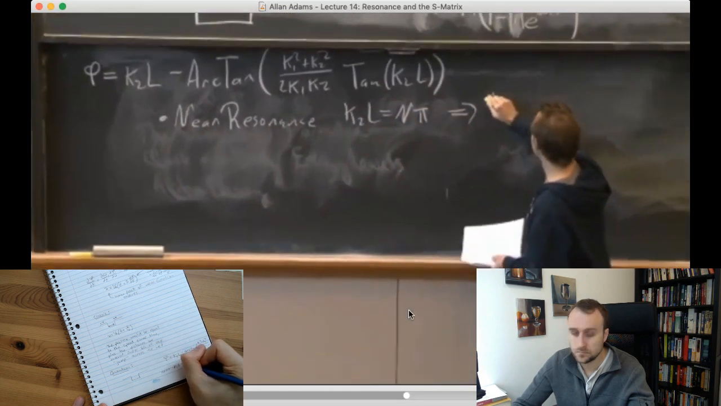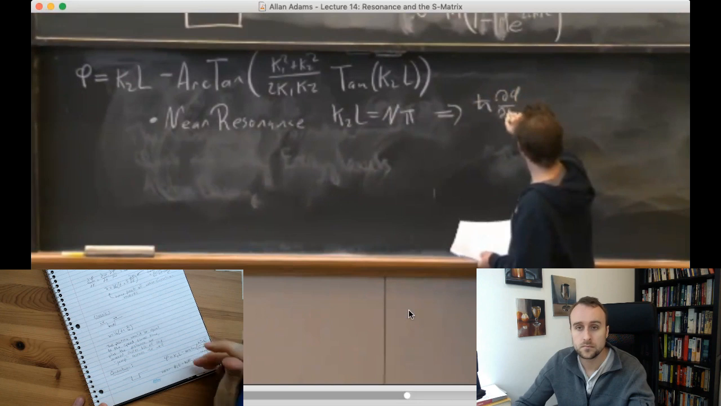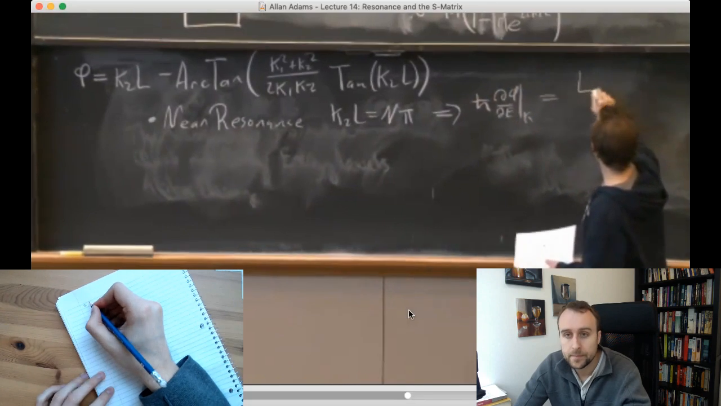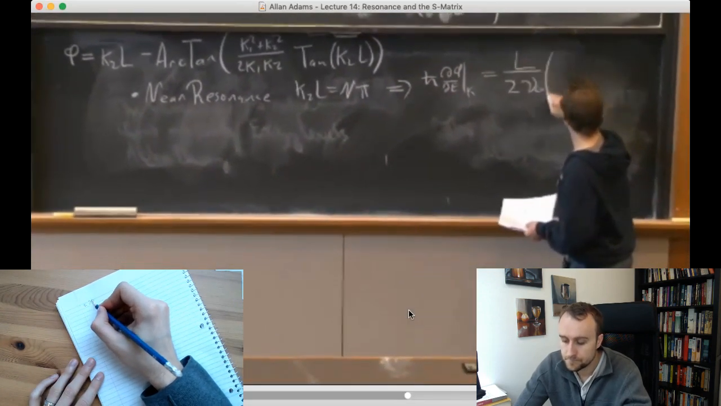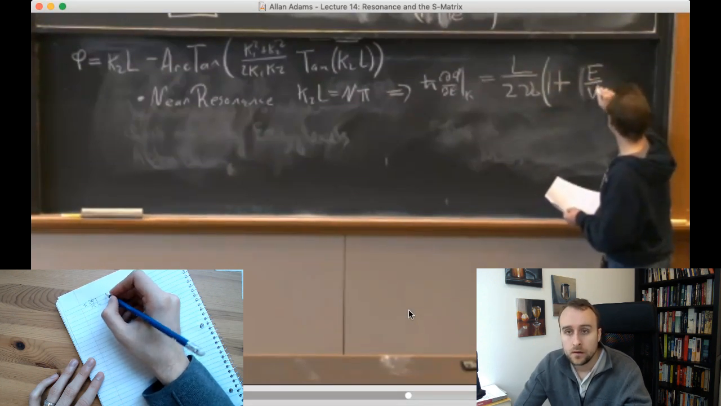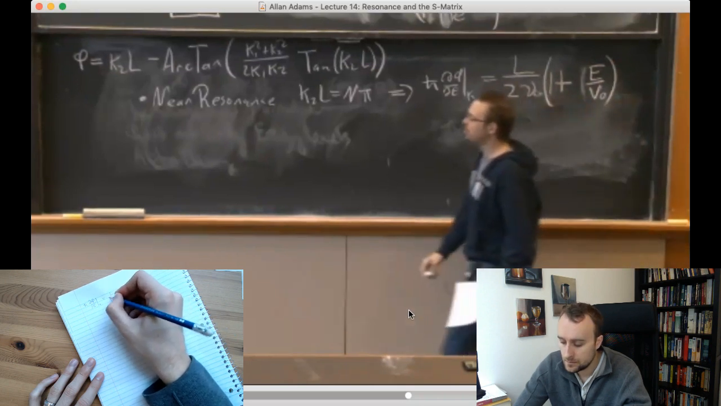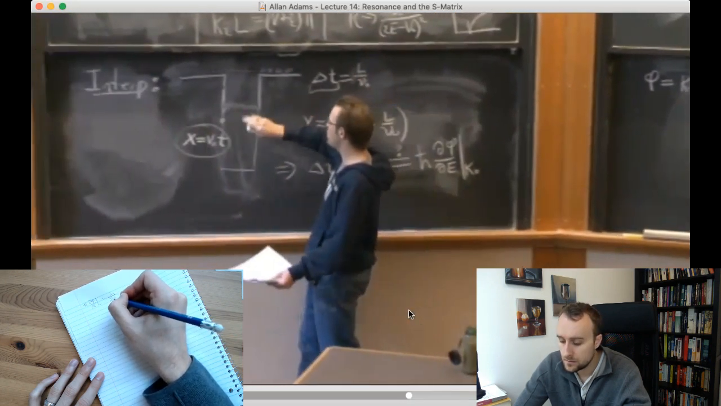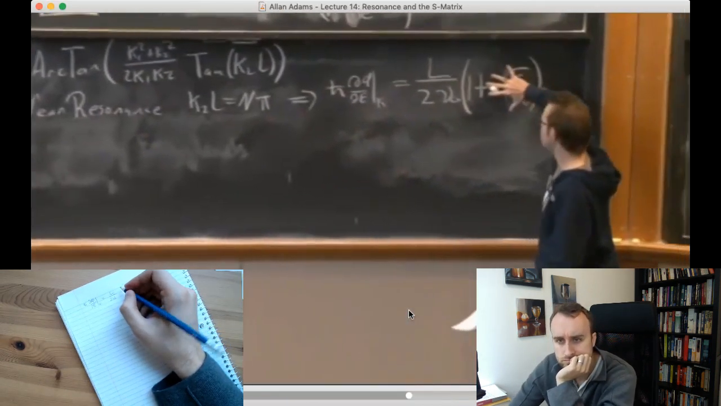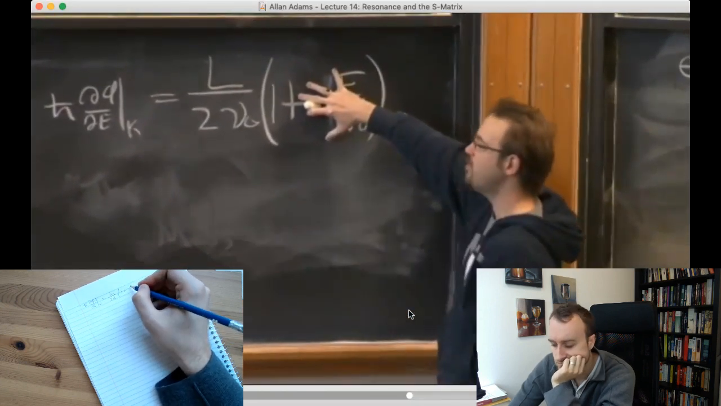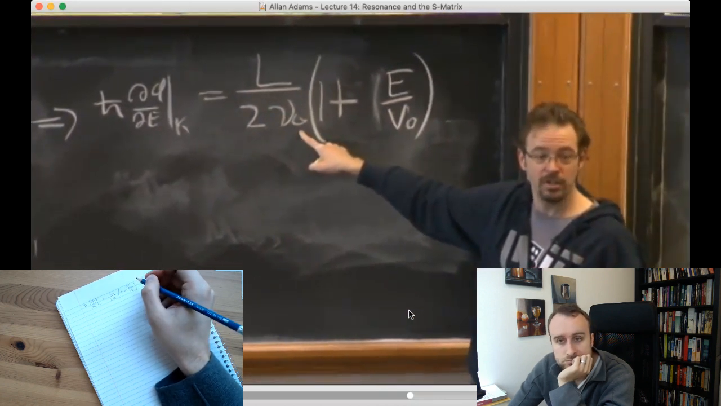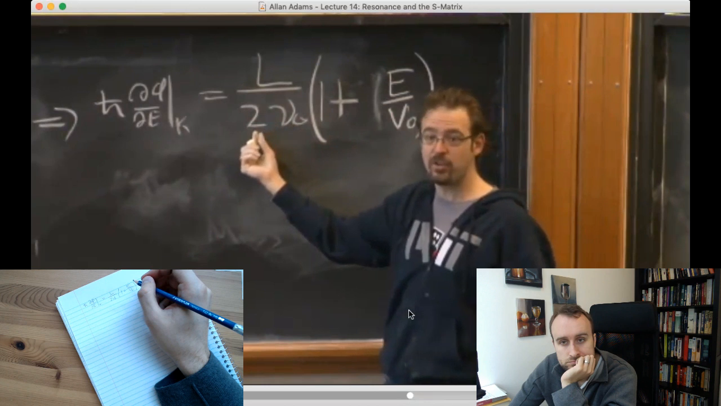Then a quick calculation gives you that h bar d phi dE, at that value of the energy, goes as L over 2 V naught times 1 plus the energy over the depth of the well, V naught. Now remember, the classical approximation was L over V naught. We just did this very quickly, assuming an arbitrarily deep well. So V naught is arbitrarily larger in magnitude than E, so this term is negligible. So what we should compare to that very simple naive classical result is L over 2 V naught. And what we see is that the quantum mechanical result gives a time shift which is down by a factor of 2.